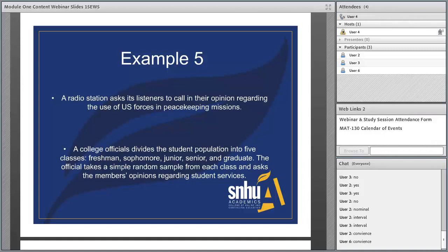So, a college official divides the student population into 5 classes: freshman, sophomore, junior, senior, and graduate. The official takes a simple random sample from each class and asks the members' opinions regarding student services. What kind of sample is this? Exactly, stratified, because you're really making sure that you have people from each of, in this case, strata, right? The strata are the different classes. So you're making sure you have freshmen, sophomores, juniors, seniors, and graduates all in your sample. Oh, okay. So here are your answers.